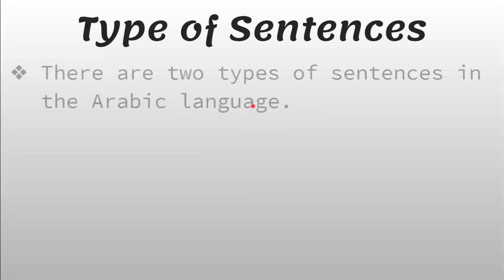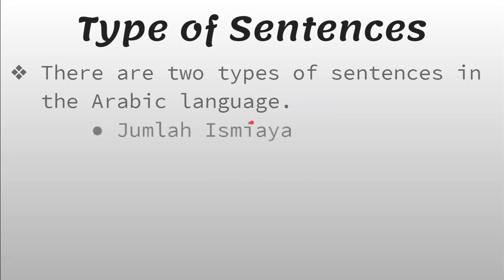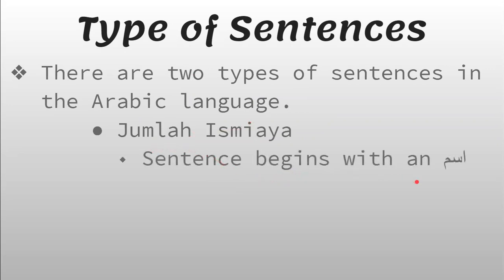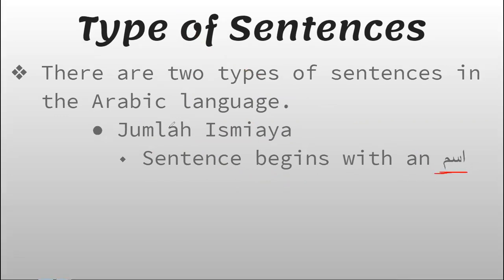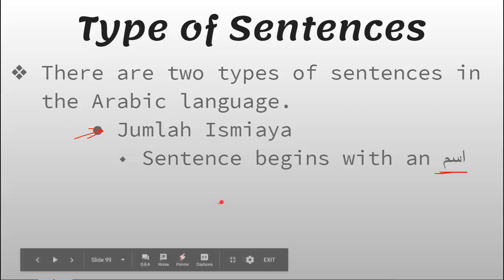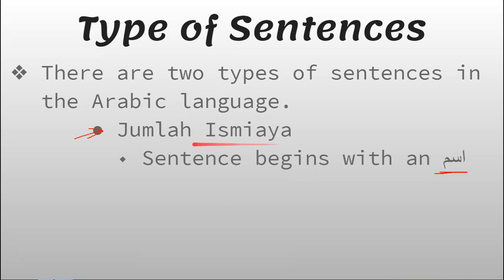In Arabic, sentences are classified into two categories. Only two sentences are possible in Arabic, and those are jumla ismiya and jumla fi'liya. Jumla ismiya is basically the sentence that begins with an ism. Any sentence that begins with an ism is called jumla ismiya. Jumla means sentence and ismiya means beginning with ism.